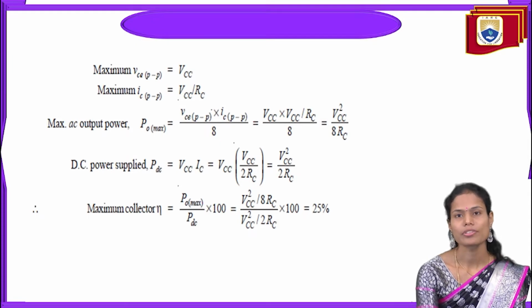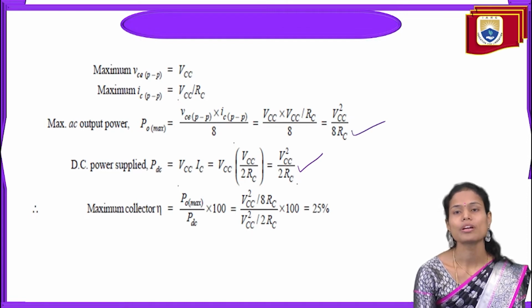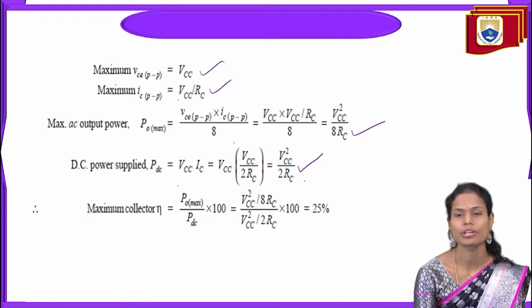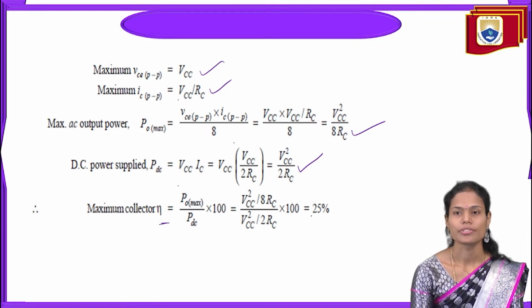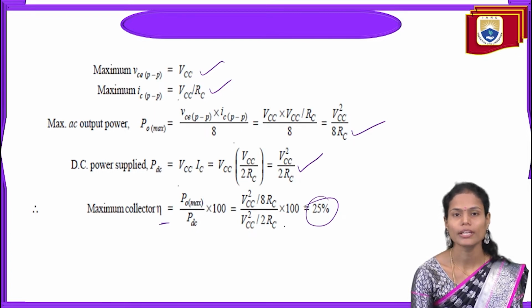In order to find the efficiency, we require the DC power as well as the AC output power from the amplifier. In order to find the two powers, we require the voltage as well as current. From the above circuit, we can calculate the two values. If you substitute the two values in this power equation, we will get the AC power as well as the DC power. If you substitute the two values, we are able to get the efficiency. Theoretically, we may reach 25% efficiency only in the case of Class A power amplifier.